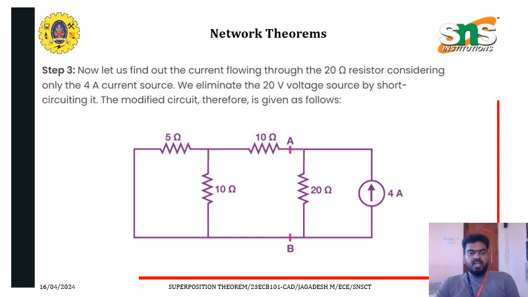In the next step, let us find the current flowing through the 20 ohm resistor by considering only the 4 amp current source. We eliminate the 20 volt voltage source by short circuiting it. The modified circuit is given here.